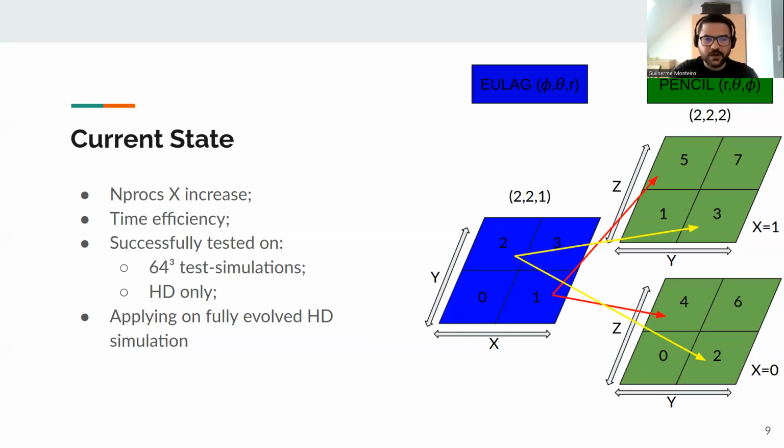So far we have been able to do this kind of distribution up to 16 processors in the X direction on the Pencil side, and using two and two. That's what we have been able to test. We are already testing a higher grid simulation, but in the 64 cases it worked perfectly.